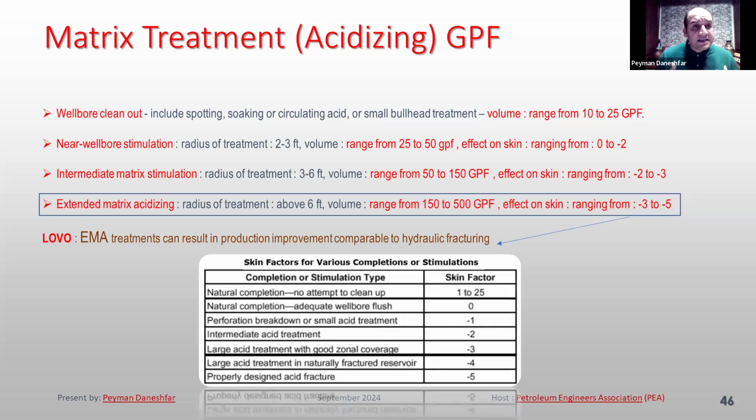Again, another one, the extended matrix acidizing that I told you before, which we compare with hydraulic fracturing because of the larger volume of acid we should use. Preparing this volume of acid in the field is very difficult, because when you have a big interval, you cannot bring this volume of acid. Maybe you can do EMA acidizing jobs in a normal interval, maybe 10 meters or 5 meters, in some old oil wells.